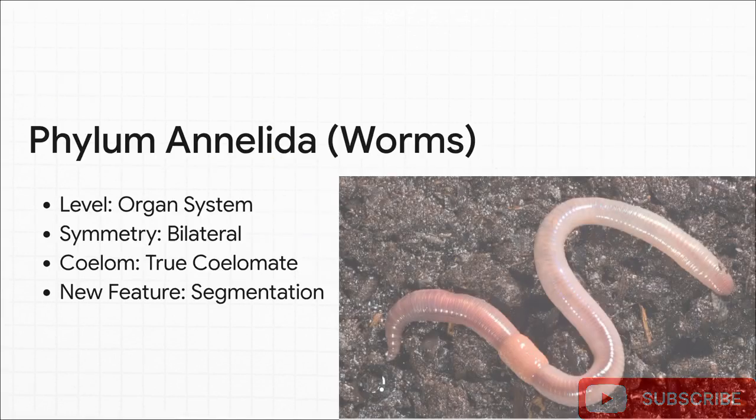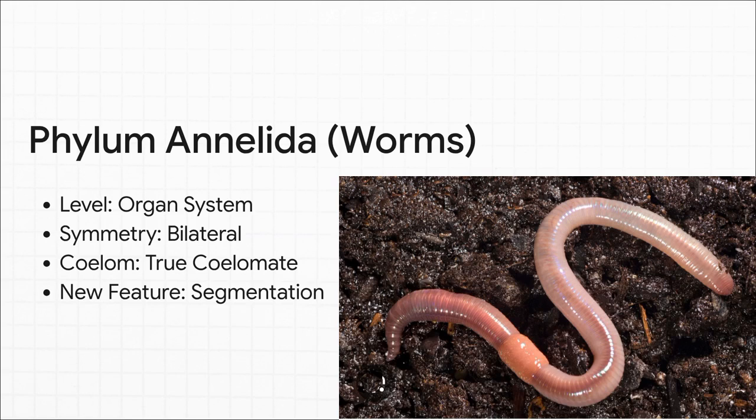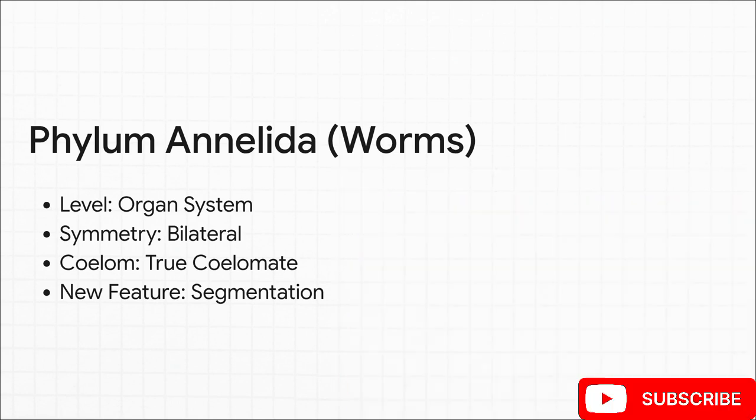Okay, let's jump ahead to a much more complex creature, the humble earthworm, from phylum Annelida. Now we're talking. We see full organ systems. We've got bilateral symmetry and, for the first time on our little journey, a true column. Plus, they add a new trick to the mix, segmentation. These repeating body units allow for much more specialized movement and function.